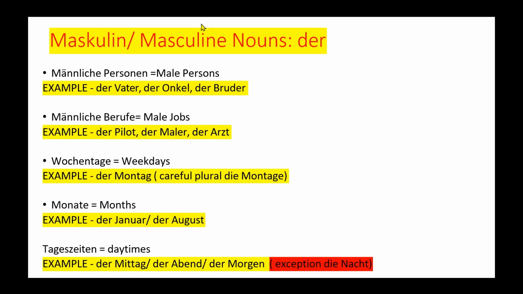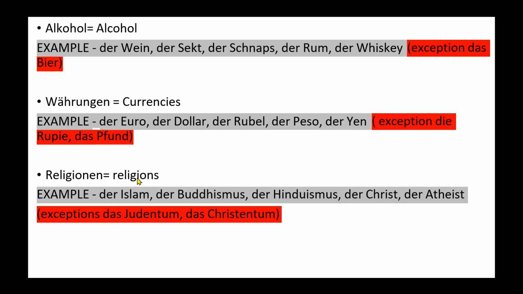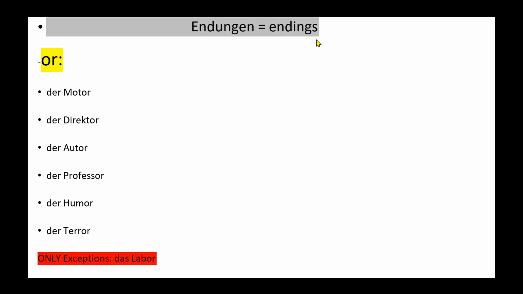As we have seen here, these are the things we have to keep in mind: male persons, male jobs, weekdays, months, daytime, seasons, cardinal points, weather, car brands, alcohol, currencies, religion. All these categories always come with der, with some few exceptions. So here we see Endungen, which means endings, of words which I will tell you in this video.